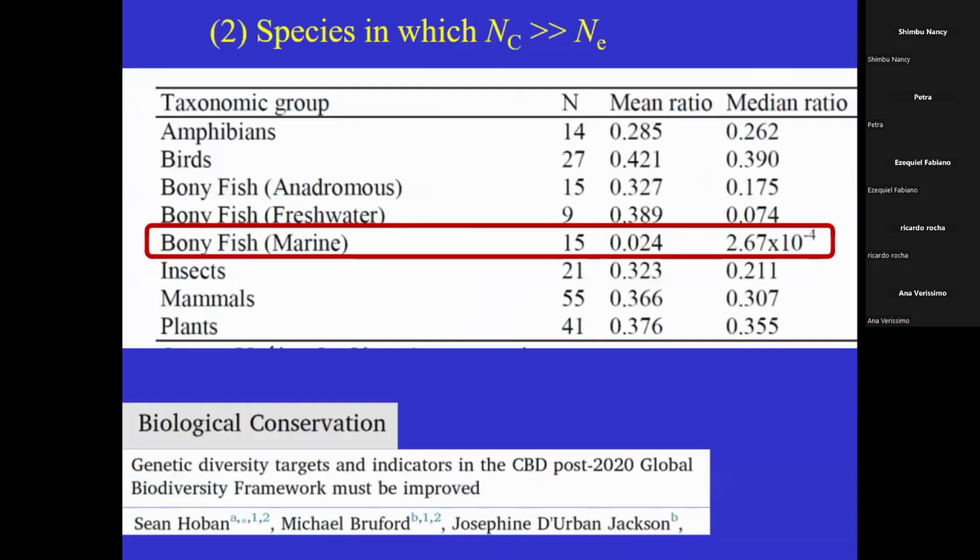And the other example I used was species in which NC, census size, is much greater than NE. And this is a review by Sean Hoban and everybody else that worked on conservation genetics published. So they looked at a number of different taxonomic groups, and pretty much they're all the same. The mean ratio between NE and NC was somewhere about 0.3, except for marine fish, which had a NE to NC ratio of 0.024, which means that marine fish, the NC is much larger than NE.